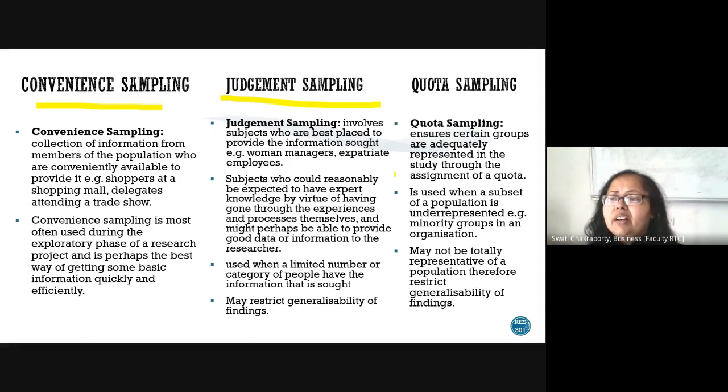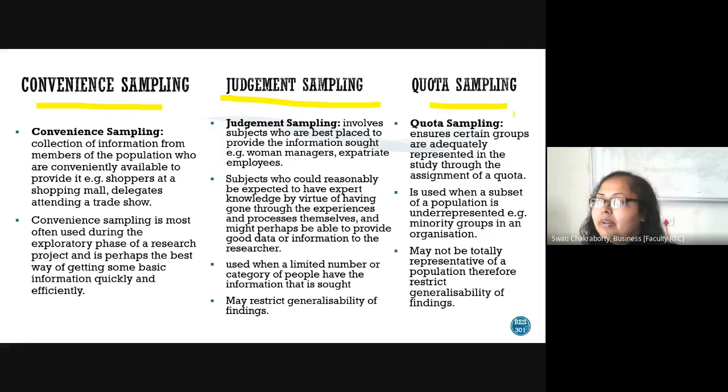Judgment sampling involves people who are best placed to provide the information, such as experts, right? So where we talk of expert employees, the subjects could reasonably be expected to have expert knowledge by virtue of having gone through the experiences themselves, and might be able to provide good information or data to the researcher because they are experienced, the experts. It's used when a limited number of people or category of people have the information that is needed, and it may restrict generalizability of findings.